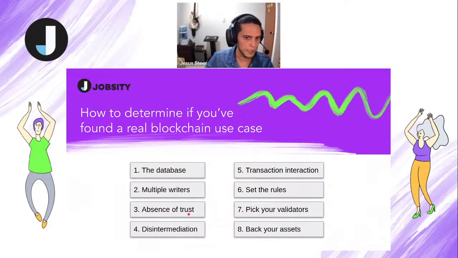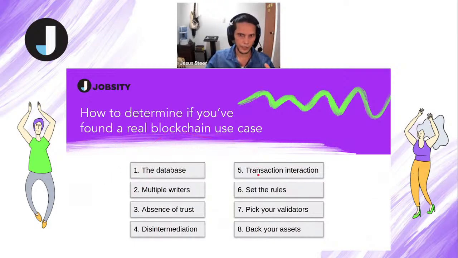The third one is absence of trust. And I think this is the most important, because what blockchain is trying to solve is the problem of trust between people or between entities. So if there is no trust between two parties that are trying to do a transaction, then blockchain could be a really interesting solution. The fourth one is disintermediation. So probably you don't want an institution or something in between the two parties that helps to make the transaction happen. Probably you just want 2 actors and some rules that make it possible.